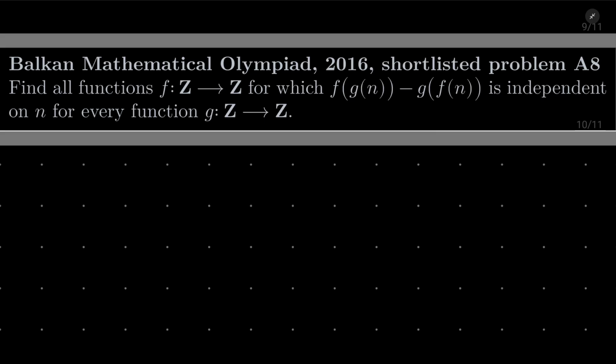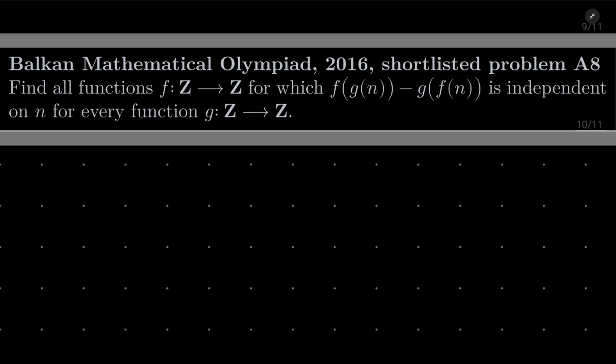We wish to find all functions f from the set of integers into itself, for which this expression f of g of n minus g of f of n is independent of n for every function g from the set of integers into itself. It's a nice problem, not very complicated, but you have to do some guessing.